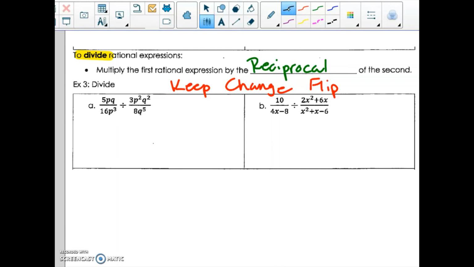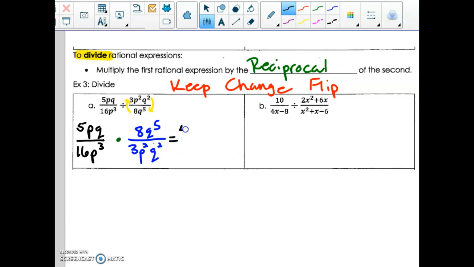So we're going to keep the first fraction, 5pq over 16p to the third. We're going to change this to a multiplication problem by flipping the second fraction. So 8q to the fifth and 3p squared q squared. So the top became the bottom and the bottom became the top. So those flipped. And now we're back to a multiplication problem.